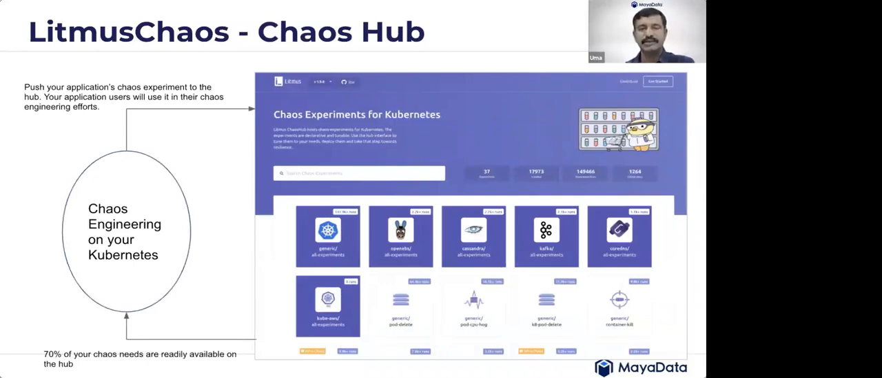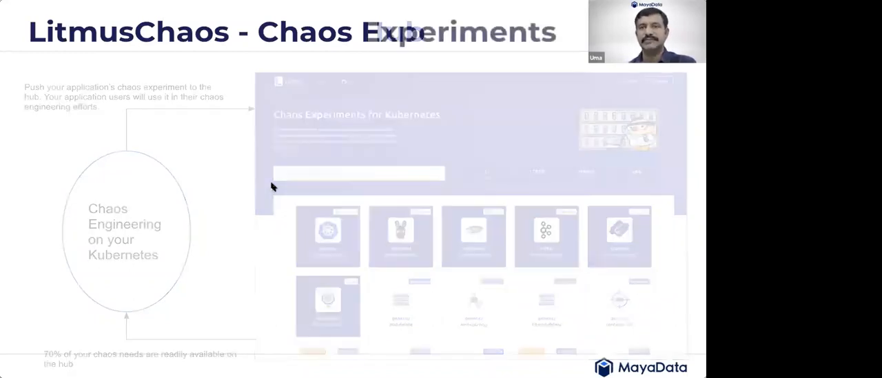And for your custom application, you can go and tune the existing experiments or add new experiments. And if your experiment is useful for your own users, when they use it in their environment, you can actually upstream it back to the hub so that they can practice chaos engineering for your application in their environment. So that's the idea of Chaos Hub.